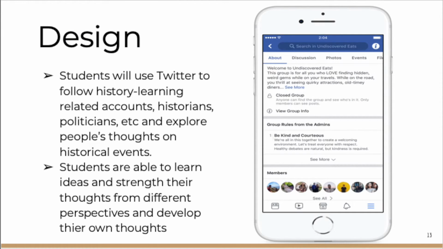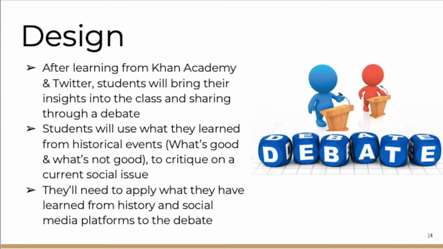For the design part, students will use Twitter to follow history learning related accounts, historians, politicians, etc., and explore people's thoughts on historical events. Students are also able to learn ideas and strengthen their thoughts from different perspectives and develop their own thoughts. After learning from Khan Academy and Twitter, students will bring their insight into the class and share through debate. Students will use what they learn from historical events, what's good and what's not good, to critique a current social issue. Also, they will need to apply what they have learned from history and social media platforms to the debate.